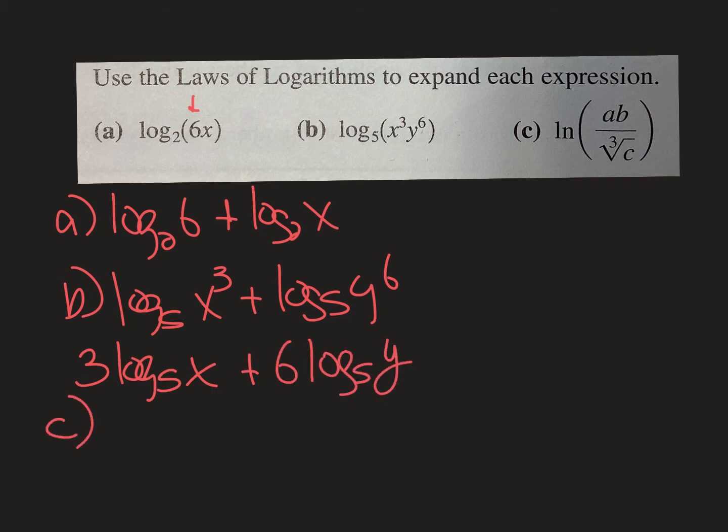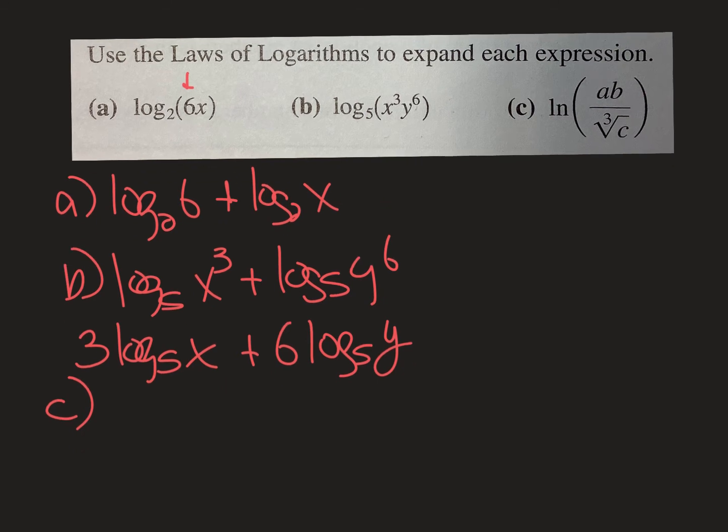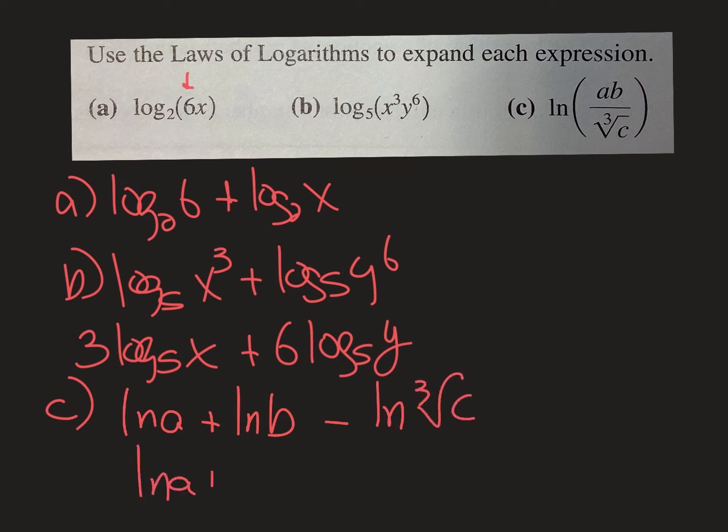And then part C has a bunch of stuff. It's got multiplication, division, root, everything in there. So here we go. We'll break the top up with addition, like that. And then because there's a fraction bar, that means dividing, so I'm going to subtract. I'm going to put natural log of the cube root of C. Now, I would be done, except I don't like that cube root. Remember, bottom is the root, top is the power. Really, this cube root of C can be written as C to the 1/3 power. So I'm going to take that 1/3, put it right there in front. All right, not that big a deal.